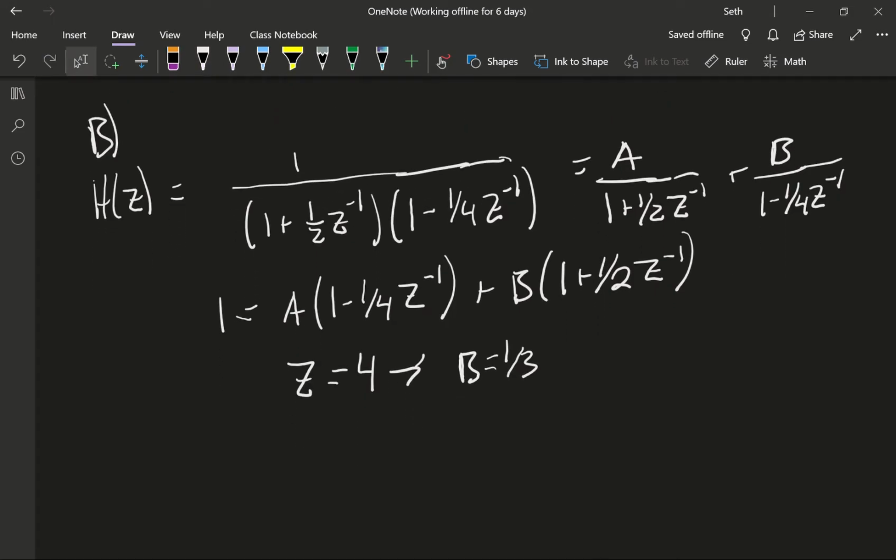If z equals minus 2, then this term would be 0, and for here we would get 1 times 1 times 1/2. I'm sorry, 1 plus 1/2, so that's 3 halves. So that implies that a is 2/3.